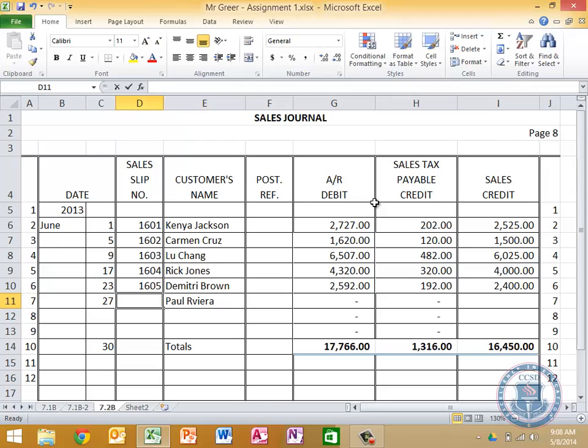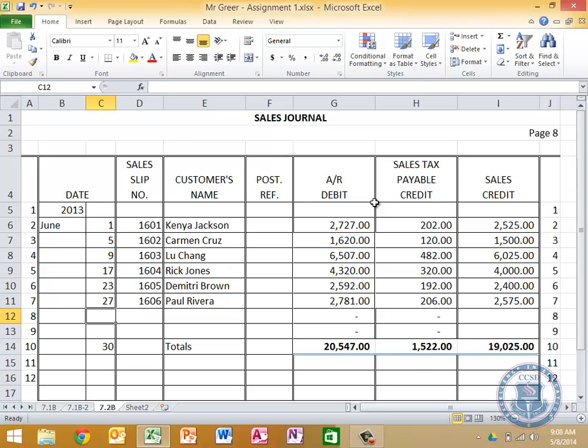1606. Okay, good. A sales credit for 2,575. Sales tax for $92. Oh, no, I'm sorry. Okay, he paid $25.75 and there was sales tax on top of it of $206.